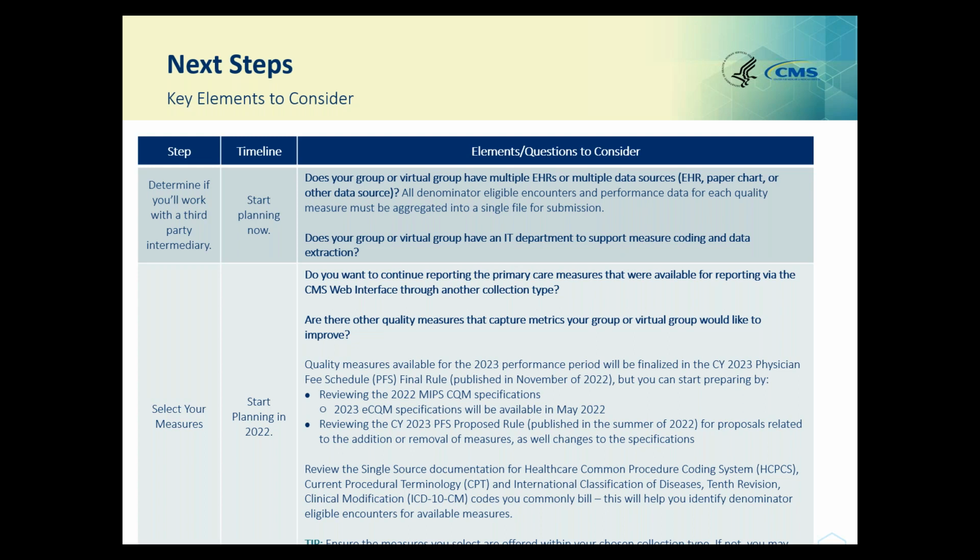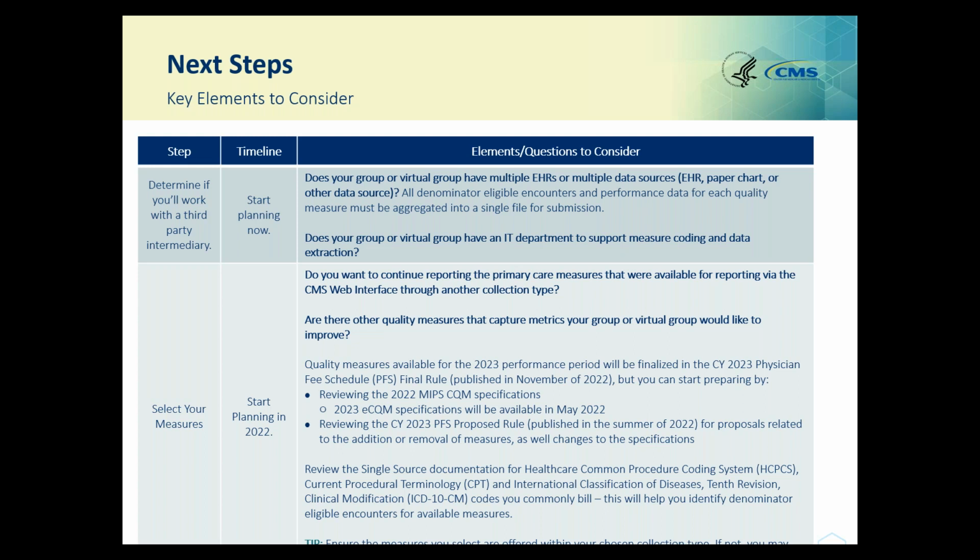For the third step, you'll select your measures. You will want to start planning for your measure selection during this year, which is now. The key elements to consider for measure selection are the following. Do you want to continue reporting the primary care measures that are available for the reporting of the CMS Web Interface through another collection type? Or are there other quality measures that capture metrics your group or virtual group would like to improve?